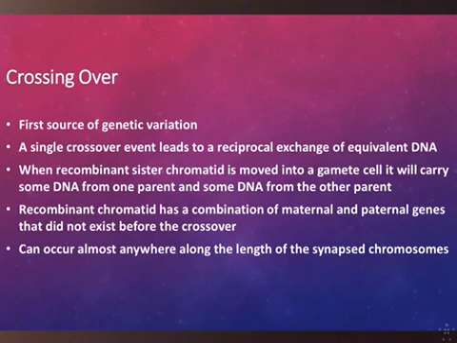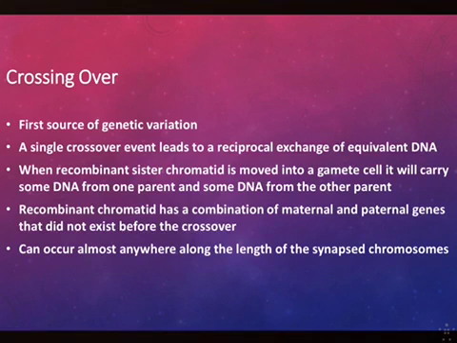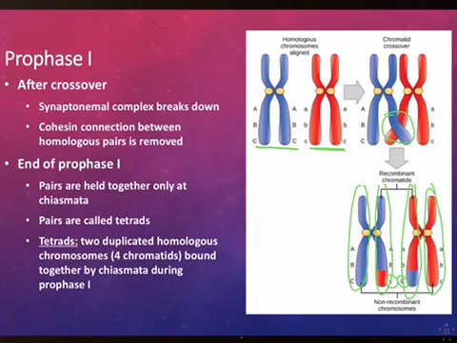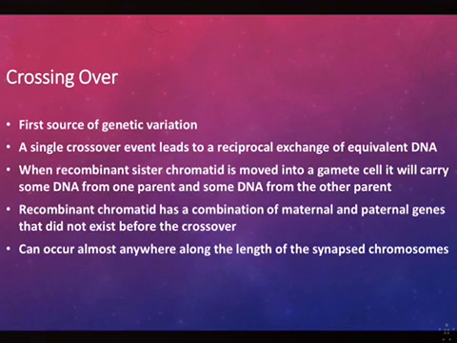All right. Crossing over, the last piece about crossing over. This is the first source of genetic variation. A single crossover event leads to reciprocal change of equivalent DNA. What that means is, if you look at this, the red and the blue that switched are the same gene and the same size. They're not 2 different sizes that got flip-flopped. It is 1/2, 2/1. It's that reciprocal idea. When recombinant sister chromatids are moved into a gamete cell, it will carry some DNA from one parent and some DNA from the other parent.